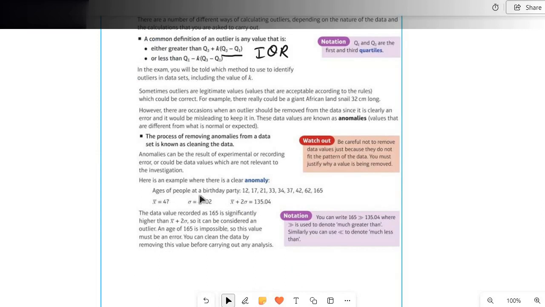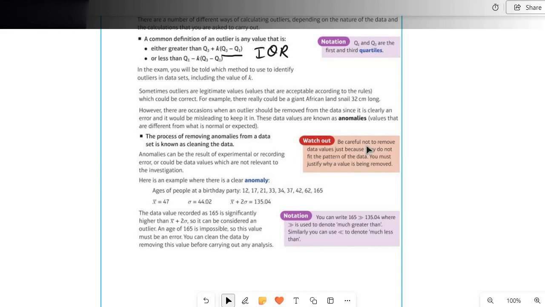Ages of people at a birthday party are 12, 17, 21, 33, 34, 37, 42, 62, and 165, where the mean is 47, the standard deviation is 44.02, and the mean plus 2 standard deviations is 135.04. The data value recorded as 165 is significantly higher than the mean plus 2 standard deviations, so it can be considered an outlier. An age of 165 is impossible, so this value must be an error. You can clean the data by removing this value.